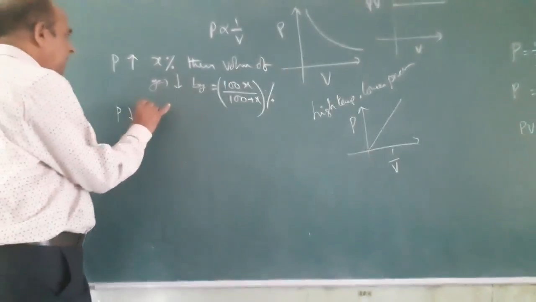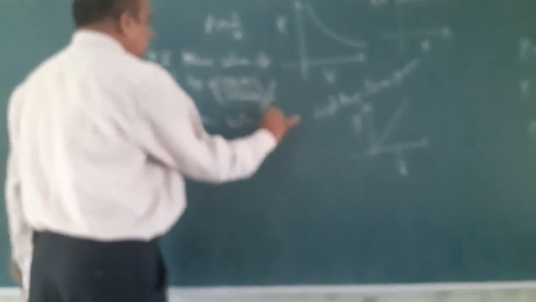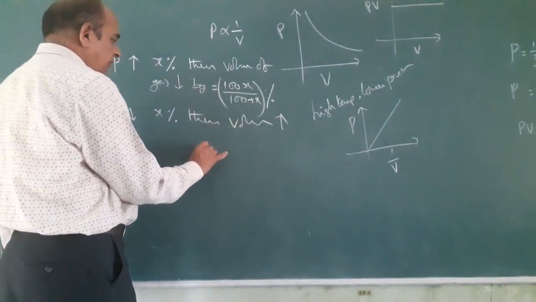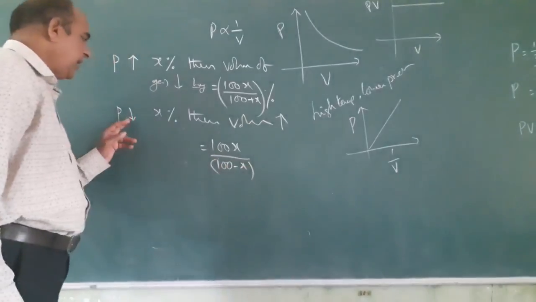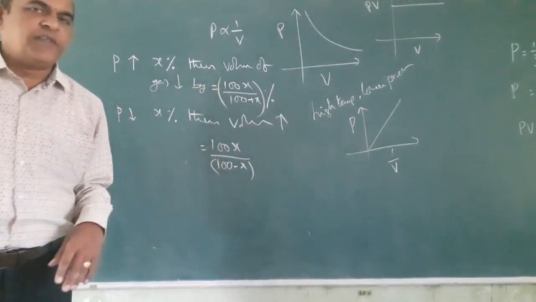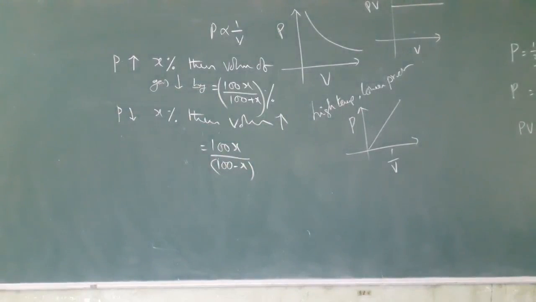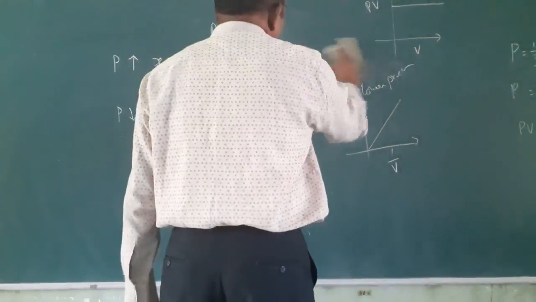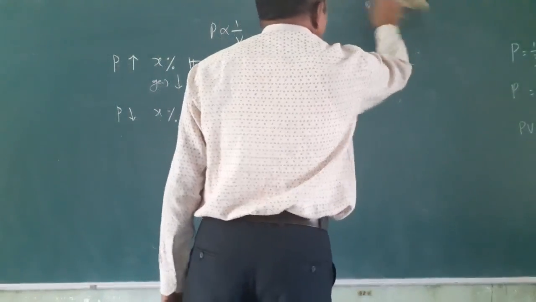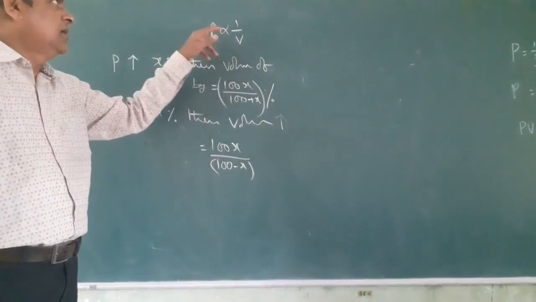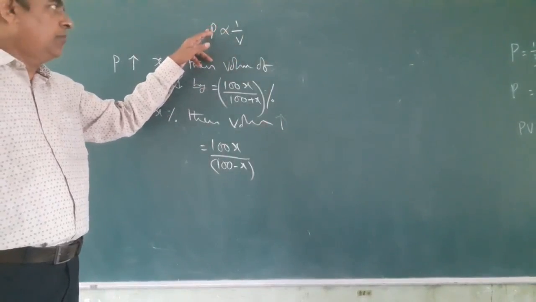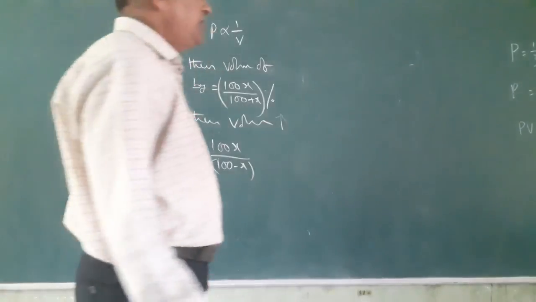If pressure is decreased by x percent, then volume increases by 100x by (100 minus x) percent. If you decrease the pressure, volume should increase. These two are important formulas. For small changes, for example, volume increased by 2% or pressure decreased by 2%, it is not a problem. But for large percentages, we have to apply these formulas.